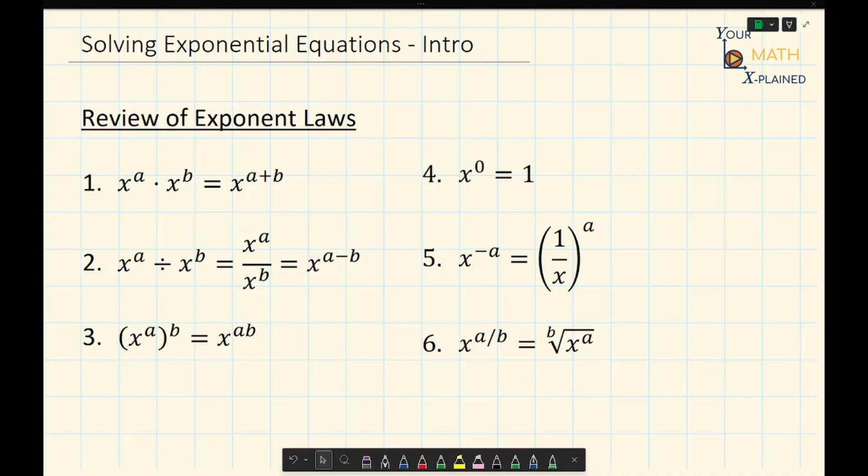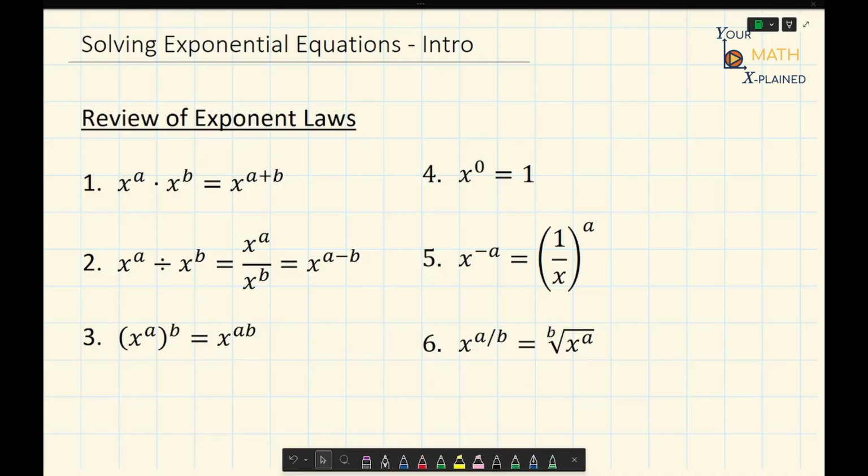So here on the screen, we have our 6 exponent laws. The first, second, and third law are our product law, quotient law, and power law. The fourth law says that anything to the power of 0 is equal to 1. And the fifth law is what happens when we have a negative exponent. And then finally, the sixth one is what to do when we have a fractional exponent.